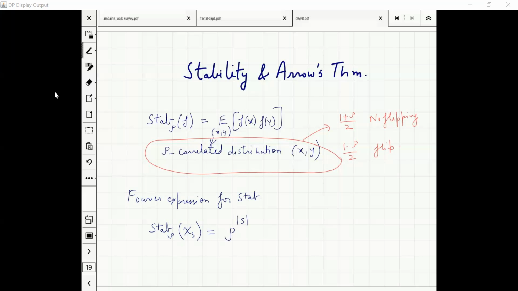And if you remember the discussion from last time, this is not enough to tell me the stability of a general function. For that, I want to calculate even this: for two arbitrary subsets S and T, what is this value? Again, when I don't write the subscript of expectation, that means I'm picking x and y from this rho-correlated distribution. Whenever it is not mentioned, the default distribution is the rho-correlated distribution.